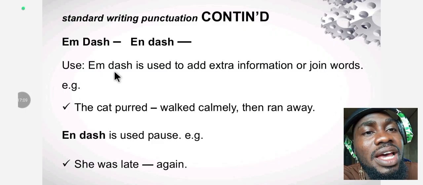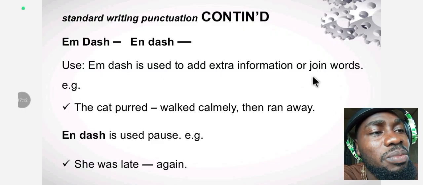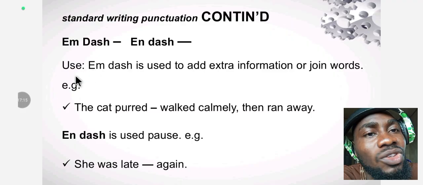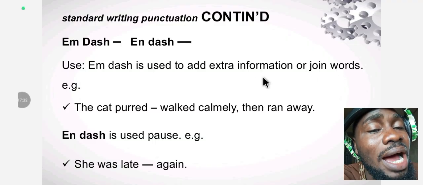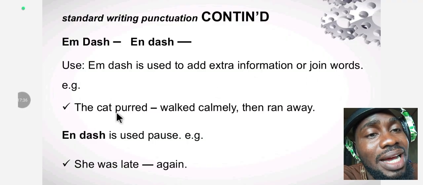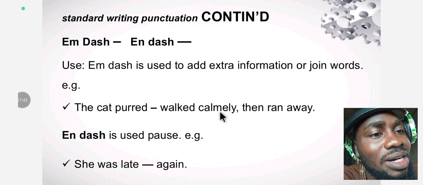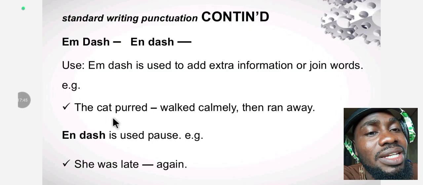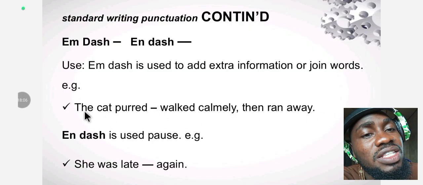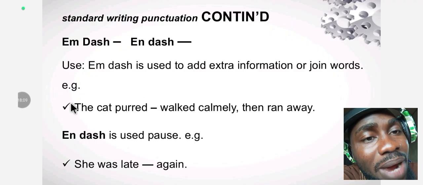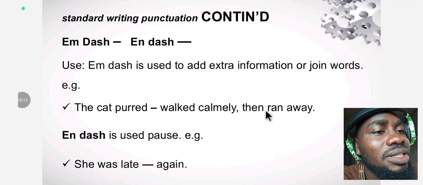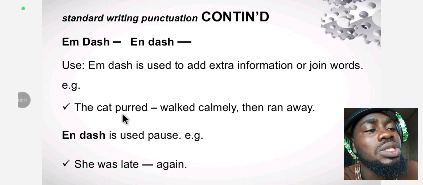What's the use? M dash is used to add extra information or join words. You can use it to join a word or add extra information. For example, the cat purred, walked calmly, then ran away. Can you see the dash here? The M dash. This gives us more information. It says the cat purred, giving us more information about the statement. Walked calmly, then ran away, giving us more information about what happened when the cat purred.